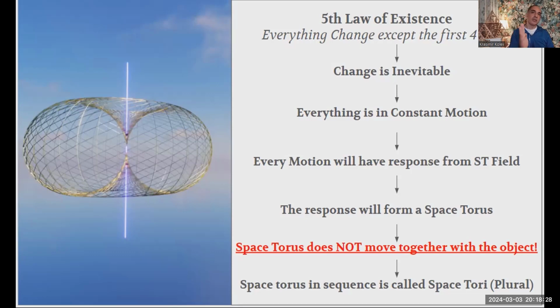In particular instances, it's like a movie strip, where you have different frames. Each frame is distinguished from the other, but many of them in a sequence create the illusion of motion, okay? So this is happening with the space torus. In every sequence, a new space torus is created again and again, and it's not traveling with the object or with the signal. This is very important to know.